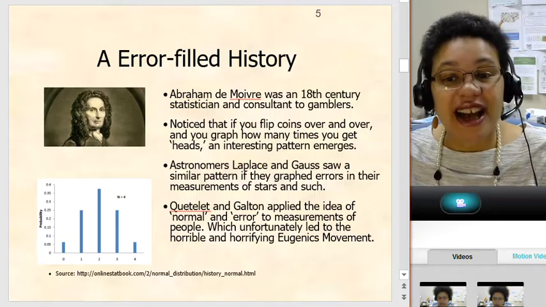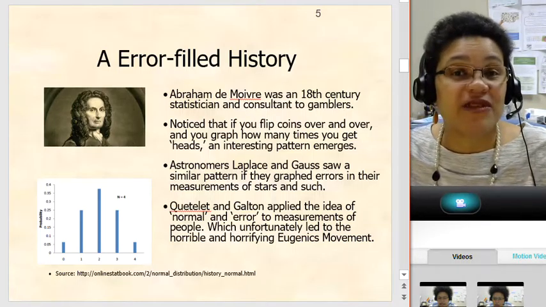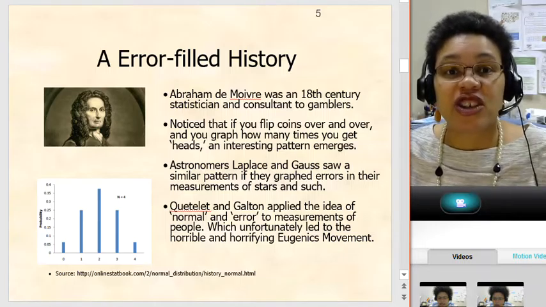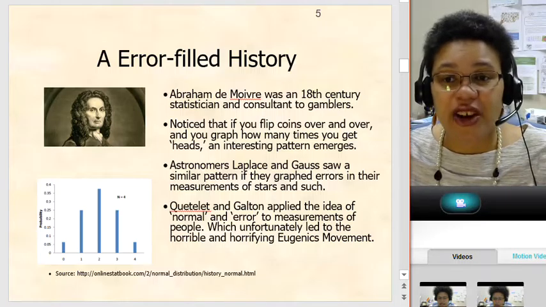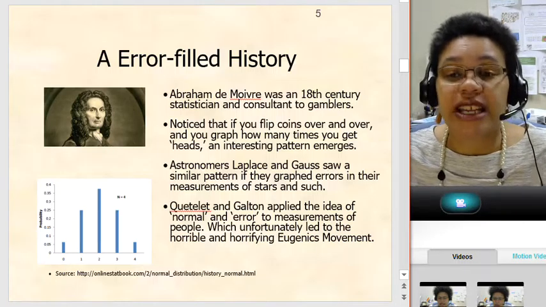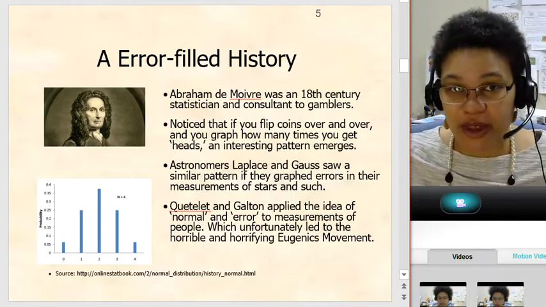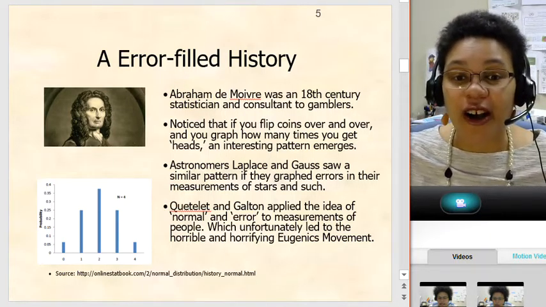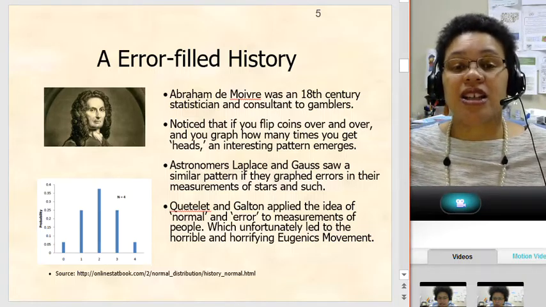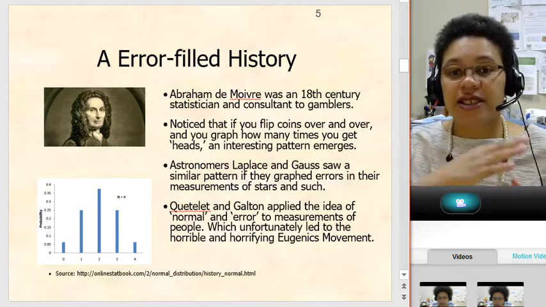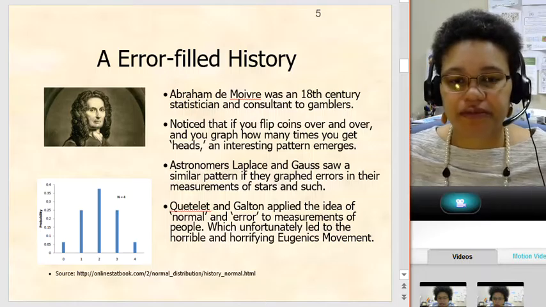Astronomers Laplace and Gauss saw a similar pattern if they graphed errors in the measurements of the stars and such. Their astronomical instruments were not 100% accurate. So if they graphed how far off they were, they could predict mathematically where a star was supposed to be. And if their instrument was showing them something different, they could graph how far off they were. They saw the same kind of shape, this bell shape. In fact, it's called a Gaussian distribution. For a while now, we call it a normal distribution.